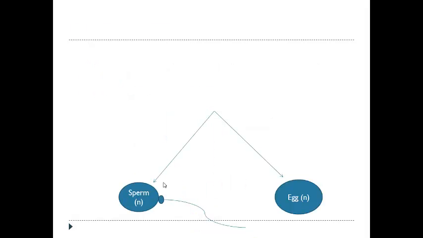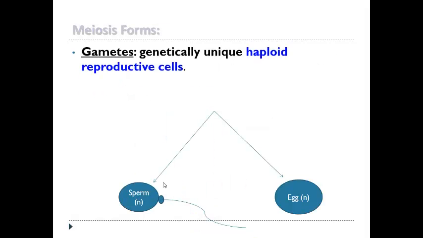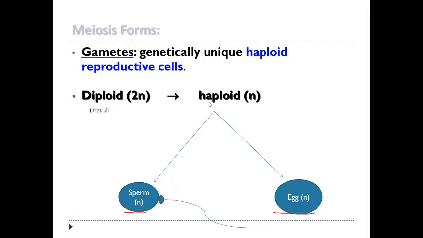So going a little bit further, meiosis forms gametes, and gametes are genetically unique haploid reproductive cells, such as sperm or egg. We take one diploid cell in meiosis and we divide it a few times until we end up with this haploid cell, and it's genetically unique from the parent and also the other sex cells that are produced with it.